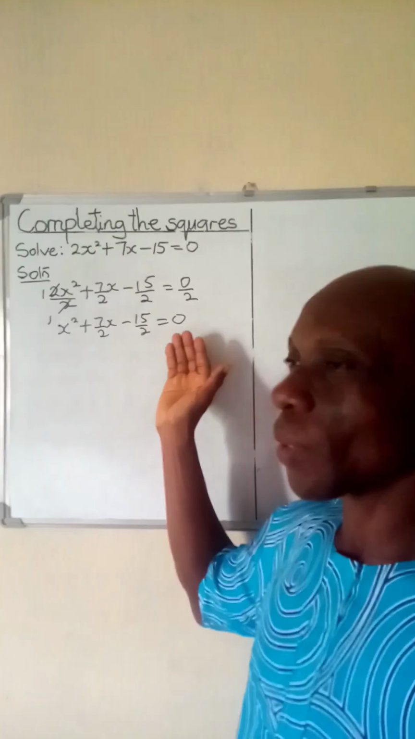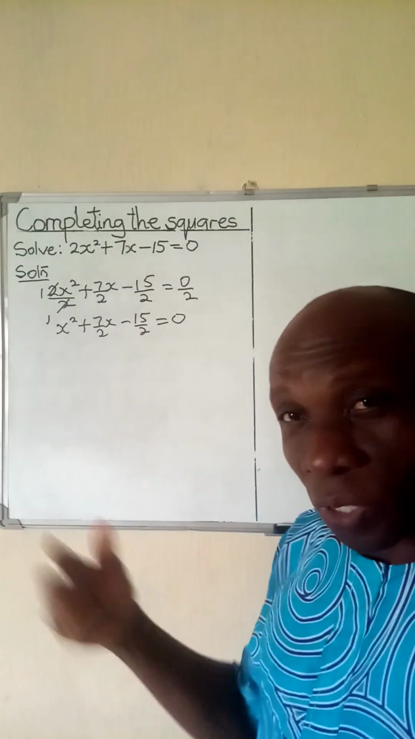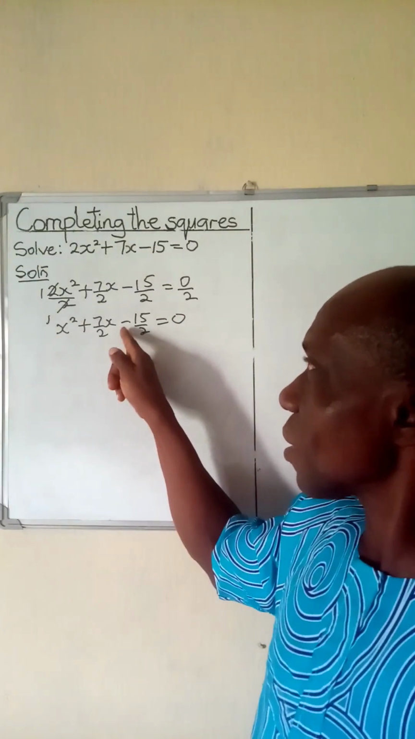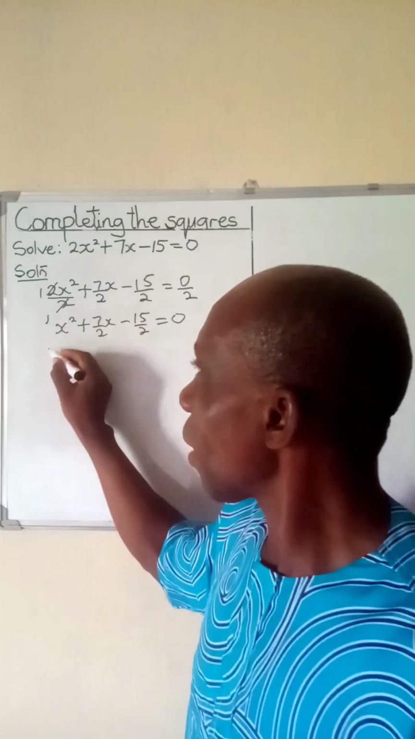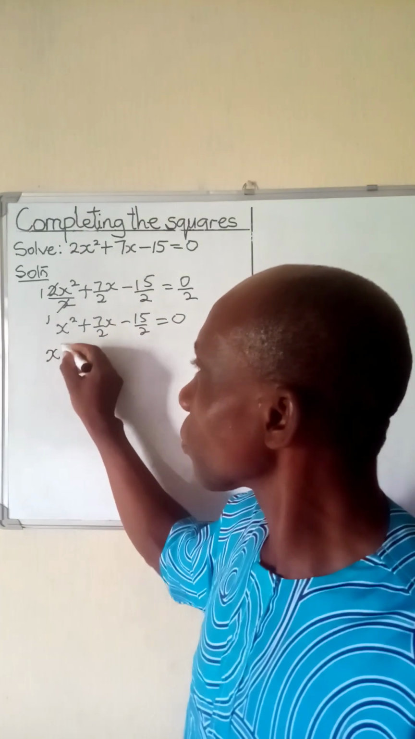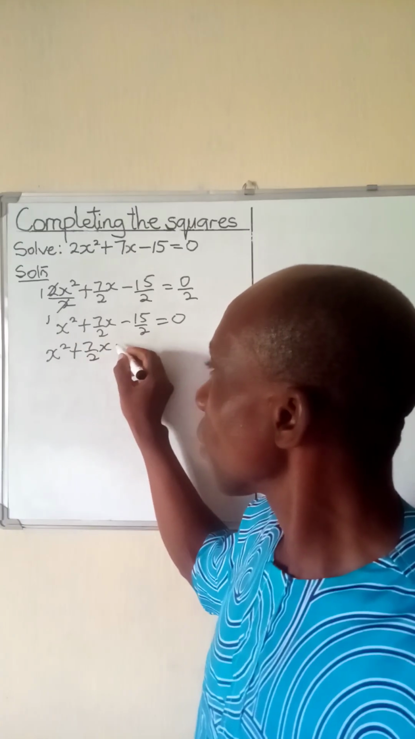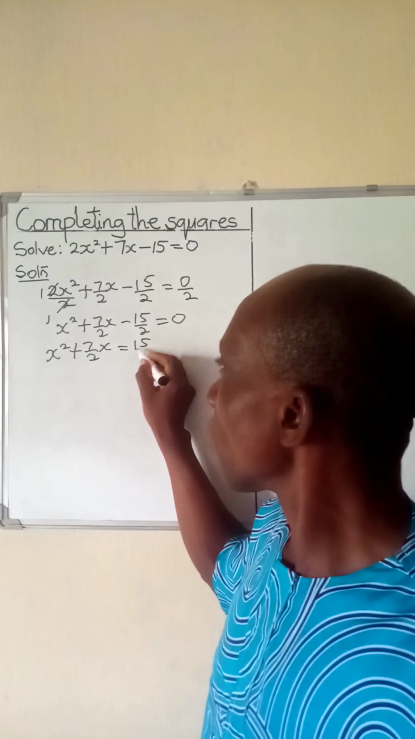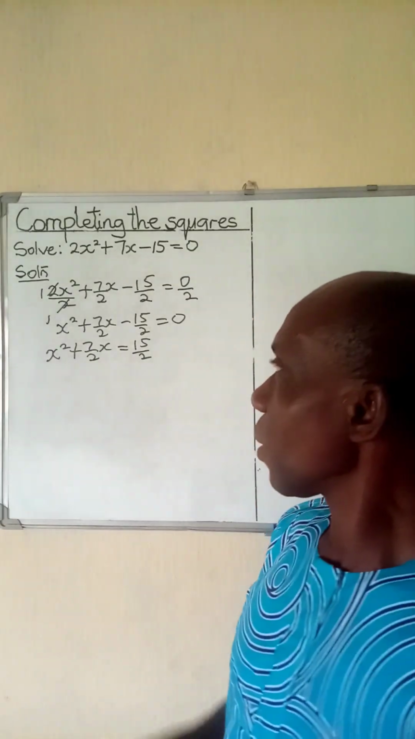You can say rearrange, or you simply say add 15 over 2 to both sides, whichever method you use. But note, this is minus 15 over 2. When it crosses, it's going to become plus. So we simply rearrange that. We end up having x squared plus 7 over 2 x equals 15 over 2. That's all.